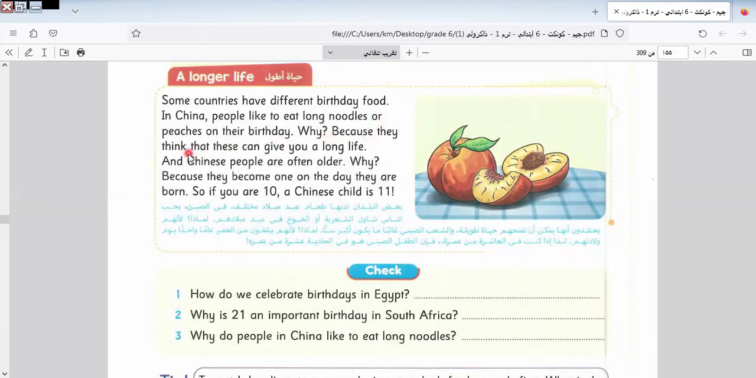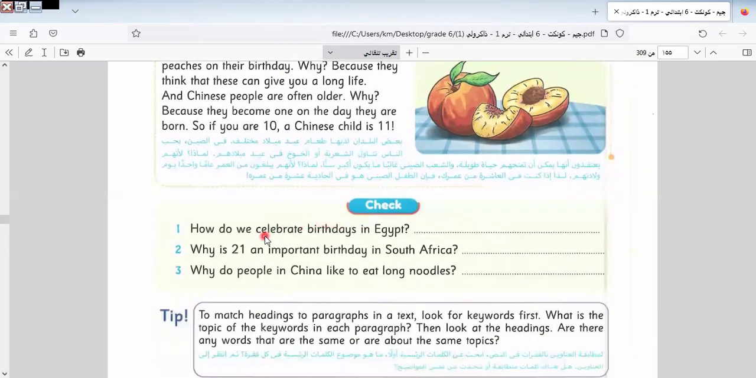Why? Because they think that this can give you a longer life. And Chinese people are often older. Why? Because they become one on the day they are born. So if you are 10, a Chinese child is 11. Here, check. Here is a question related to this text.